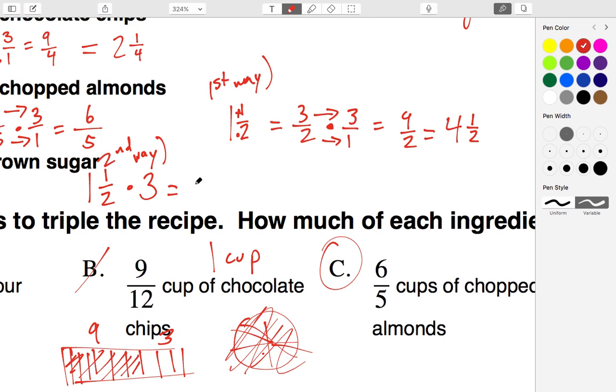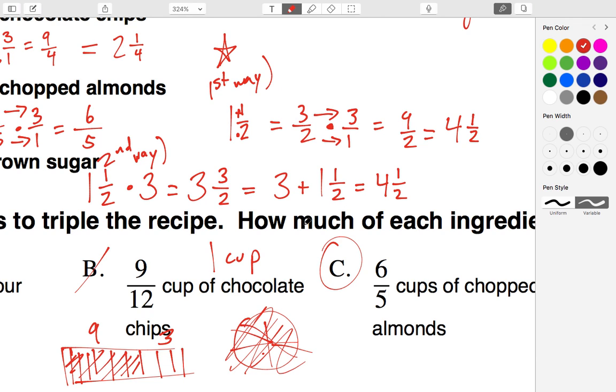3 times 1 is? 3. 3 times 1 here, though? 3 over 2. Now, this one, 2 goes to 3 how many times? 1. And then what's left over? 1/2. 3 plus 1? 4 1/2. So there's 2 ways here. I think this one is easier.